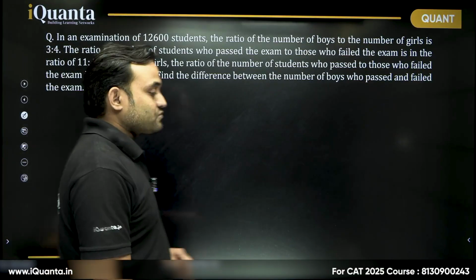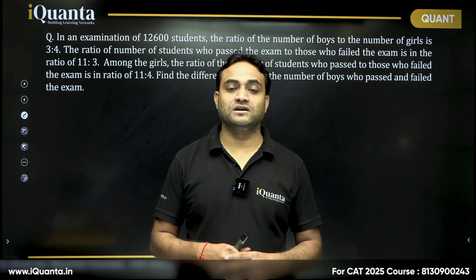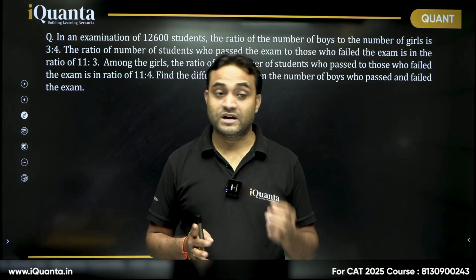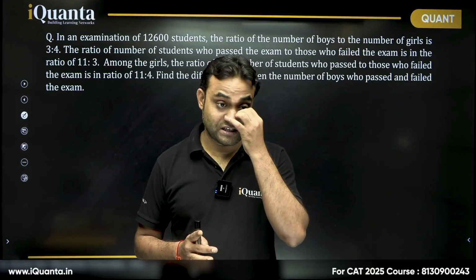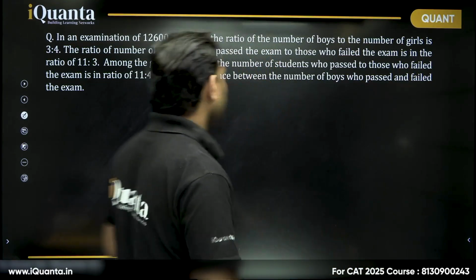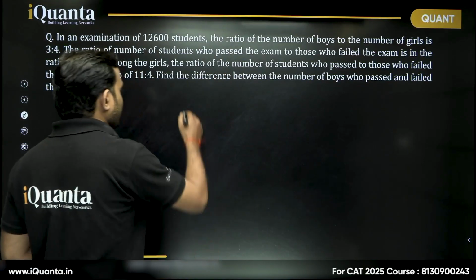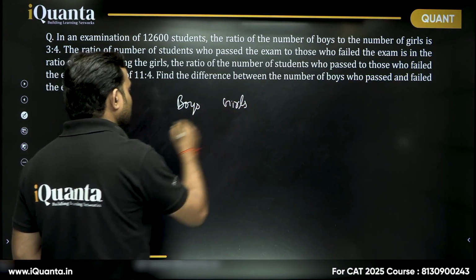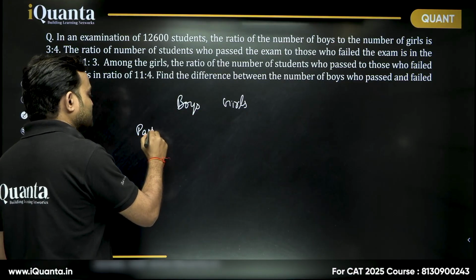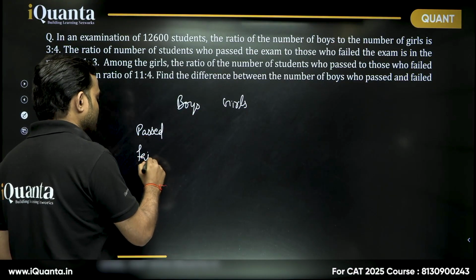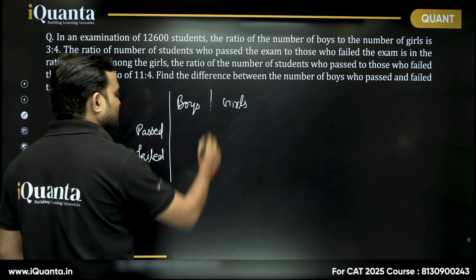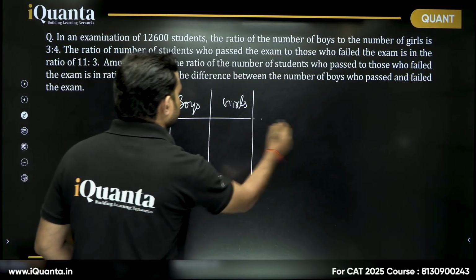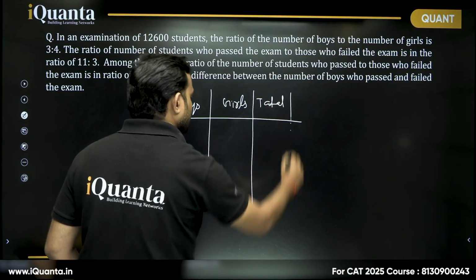So in this kind of questions where we have two different attributes and two different categories, it's really good if you make a table. Okay, it's not a DI problem, but still making a table will be very helpful. You won't be confused at any point of time. We have boys, we have girls, we have boys who passed the exam, we have students who have failed this exam, and then we have total given as well. In case of this as well, total is given.